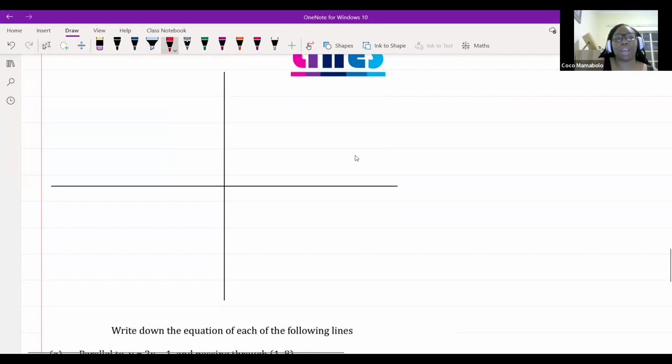Now, if I gave you guys one line, and I told you that these two lines are parallel, what do we know about these two lines exactly? What do we know about two parallel lines? What is the defining feature of two parallel lines?